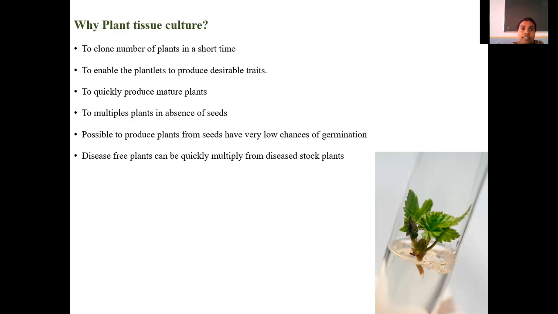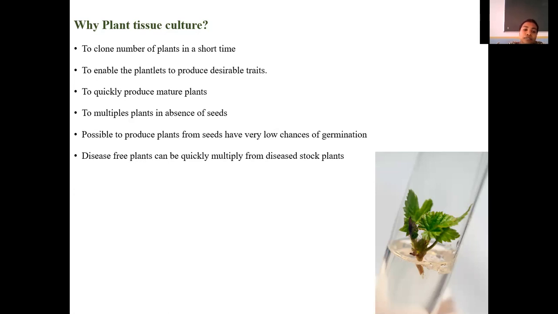Some plants like orchids, nepenthes, and not only that, rare and endangered plant species, if they produce seeds in large number but those seeds are non-viable, you can choose any of the plant tissues and raise the plantlets by plant tissue culture technique. The next one, it is possible to produce plants from seeds having very low chances of germination. If the seeds have very low chances of germination to start the second generation, instead of depending on the chance of seeds, you can use any of the plant tissues to raise the plantlets by using plant tissue culture technique.